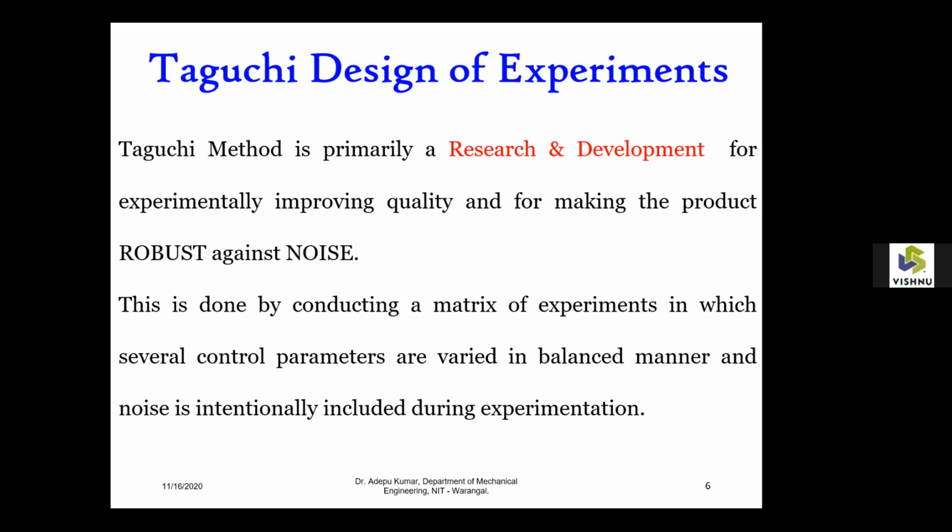So this is done by conducting a matrix experiment in which several control parameters are weighted in a balanced manner and noise is intentionally included during experimentation. We intentionally add it because every process has its own noise.